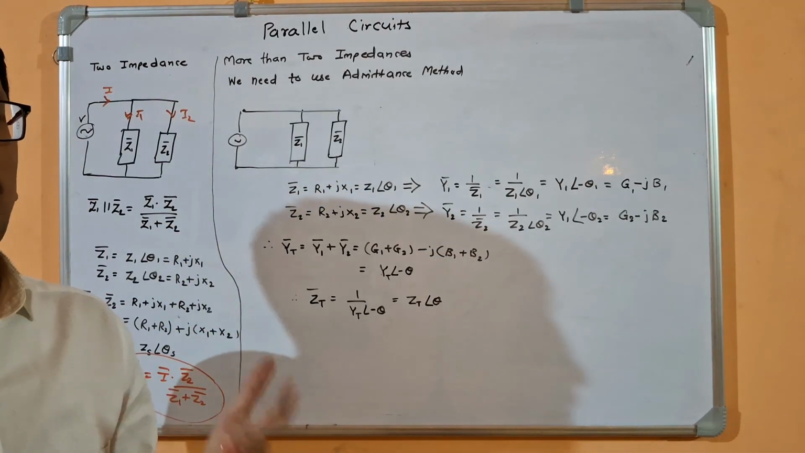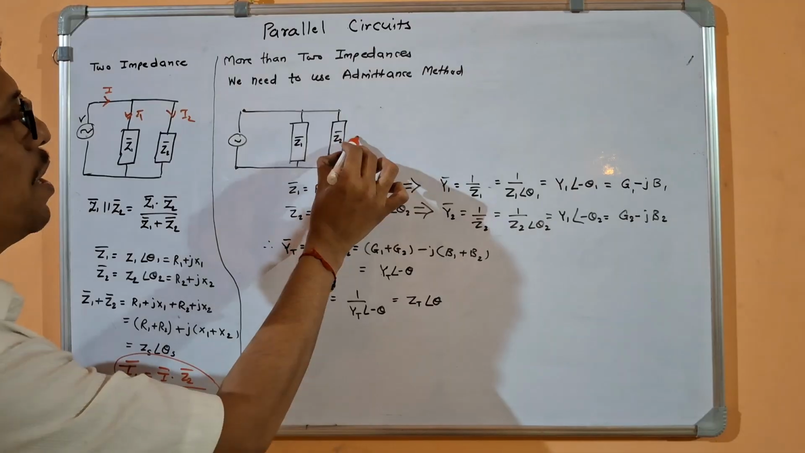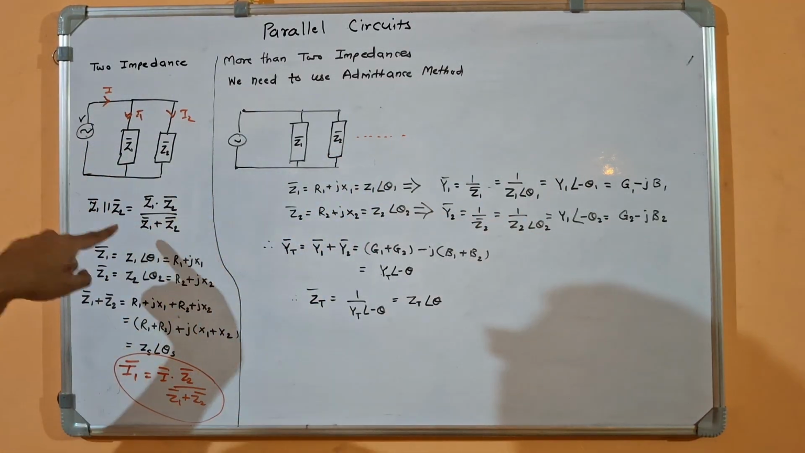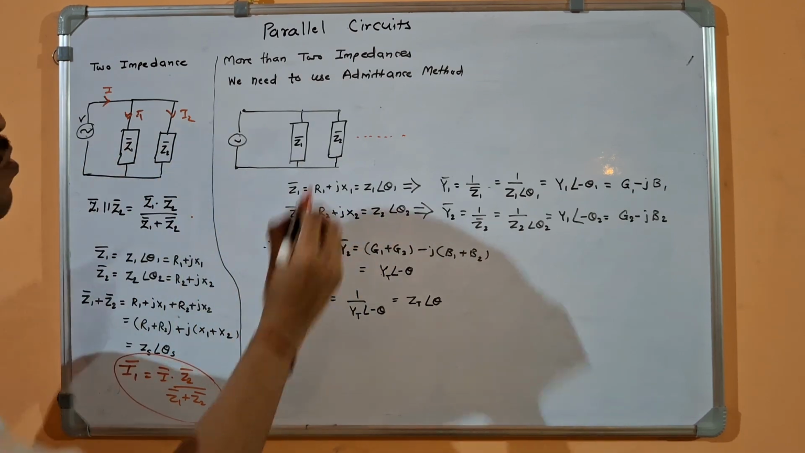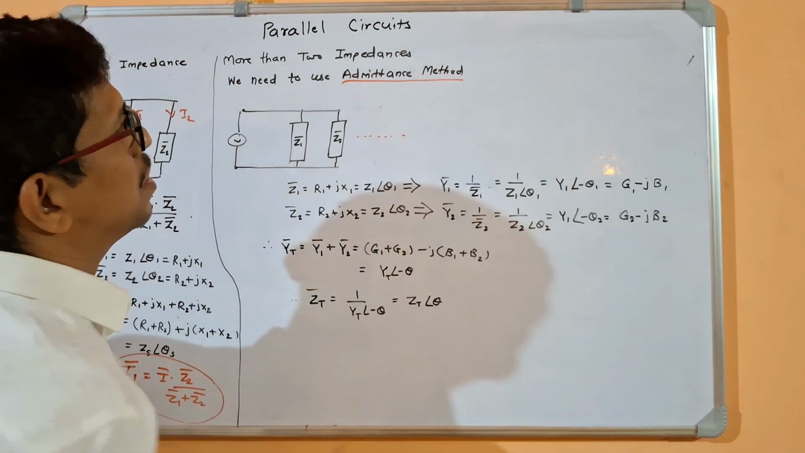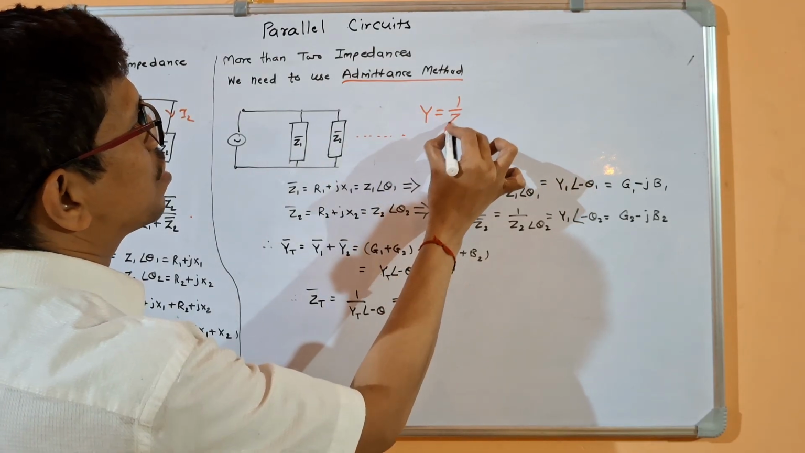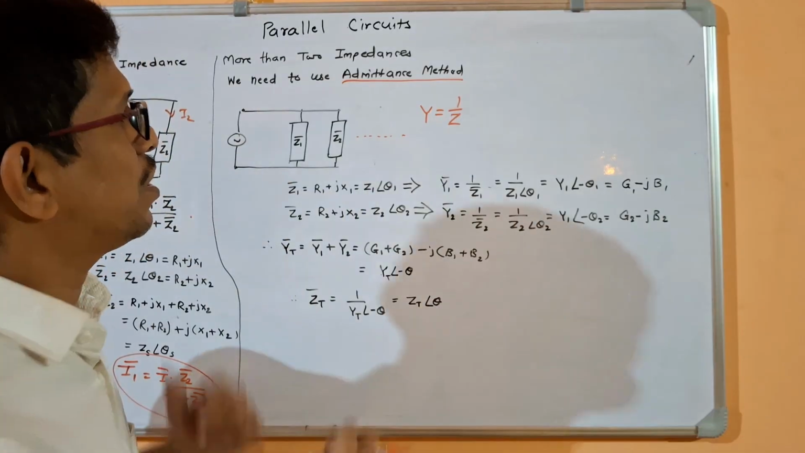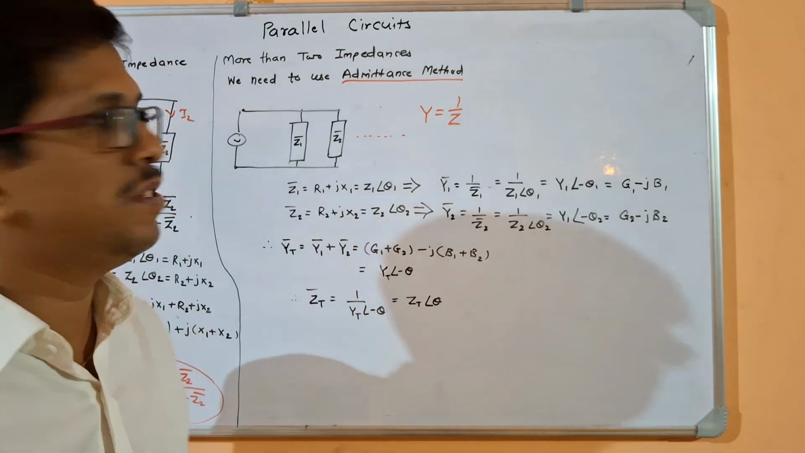What happens if the impedances are more? That is, Z1 parallel to Z2, parallel Z3, Z4, like that. At that time, to use this formula is very difficult, and that's why we have to go for the admittance method. Now what is admittance? Y is the inverse of Z. So if you know the Z for that particular branch, you can find admittance by taking the inverse of Z.